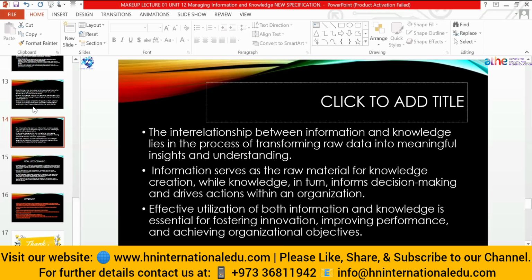Information serves as the raw material for knowledge creation. So I think it's clear to you till now that information is raw data, something very unique, new. Nobody has done research on it. And when we have to perceive knowledge, we're going to do the research on it. In this way, we are getting the knowledge, while knowledge in turn informs decision making and drives actions within an organization. Once we have the information, we work on the knowledge. Once we have the knowledge, we take decisions in the organizations, in the corporate sector, accordingly, right? Is the concept clear?